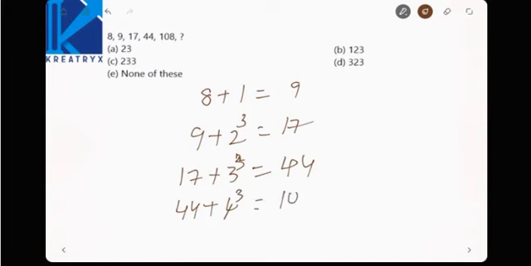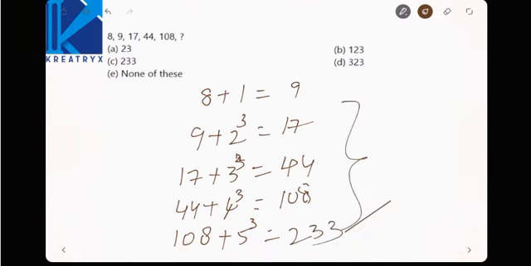108. 4 cube is nothing but 4 4s are 16, 64. Yes, 108. Now 108 plus 5 cube, 108 plus 125 will lead you to 233. Yes, our pattern is correct. Okay, so 233 is the answer.